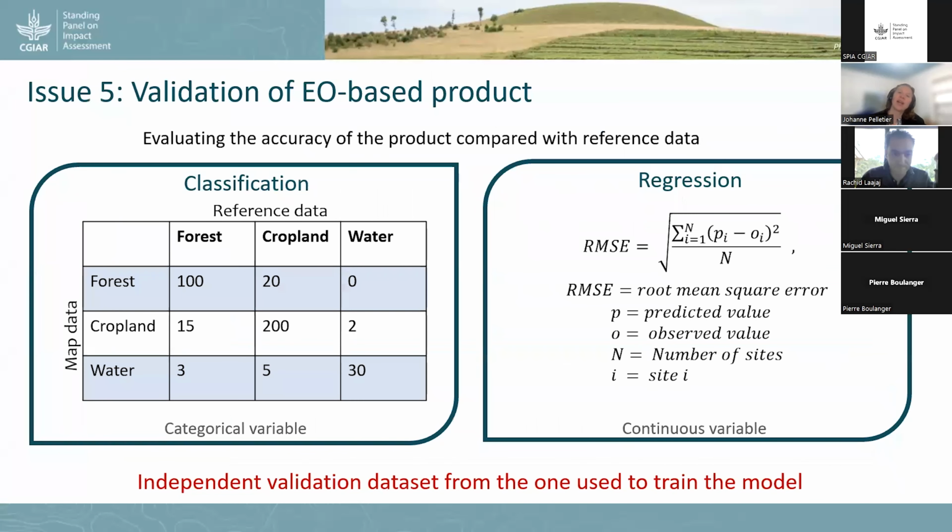In terms of validation of Earth observation products, it's really related to trying to compare the product with reference data. The key point is to use an independent validation data set different from the one that was used for training the model. It's going to be different for classification and for regression.